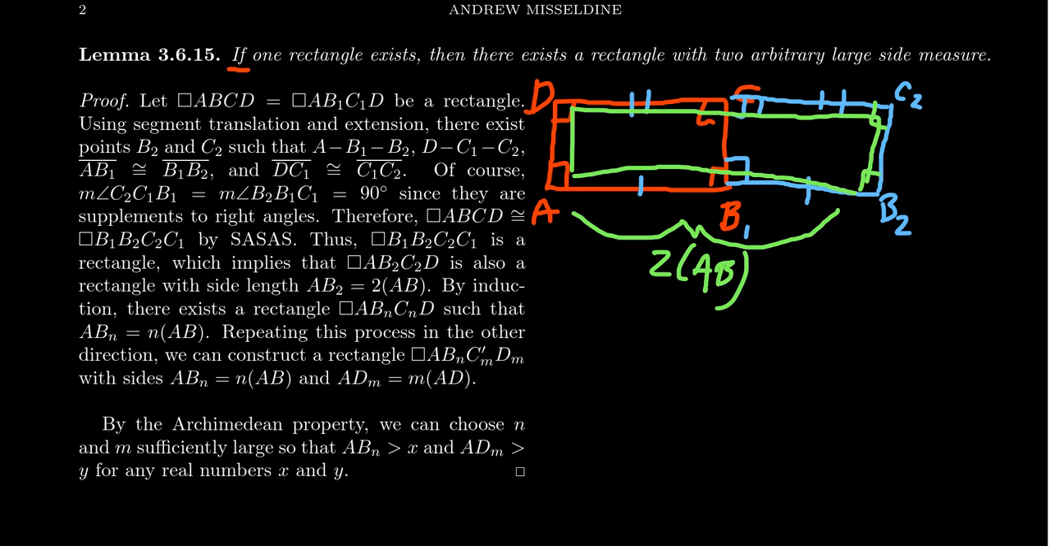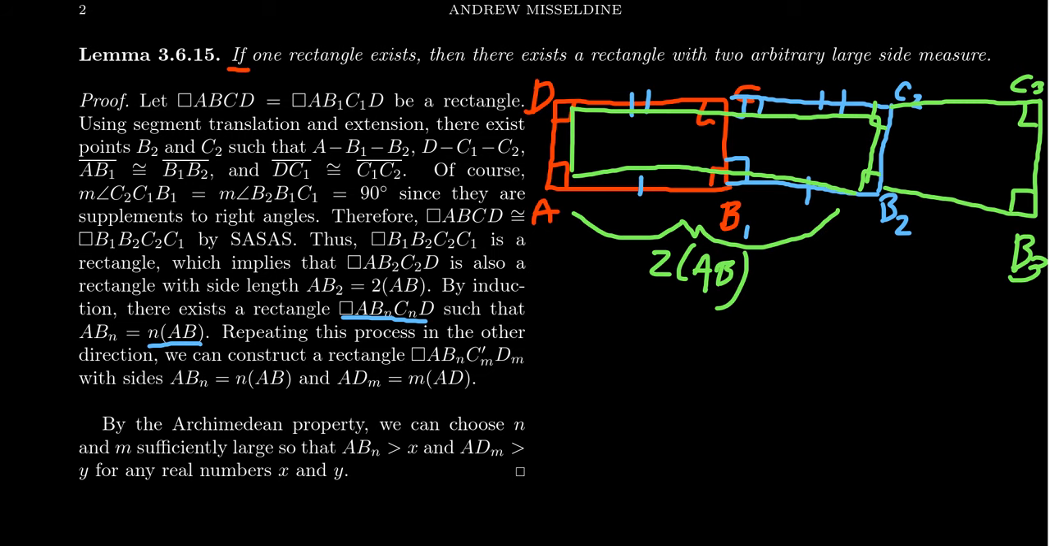And in fact, this is basically the base case of an induction argument. We can replicate this argument again using some B3 and C3 as well. The exact same argument would guarantee that these are right angles here as well, and therefore we get a rectangle A, B3, C3, D3, whose length is equal to 3 times the original rectangle. And we can just replicate this over and over and over again, guaranteeing that the rectangle A, Bn, Cn, and Dn has a side length of n times the original length.